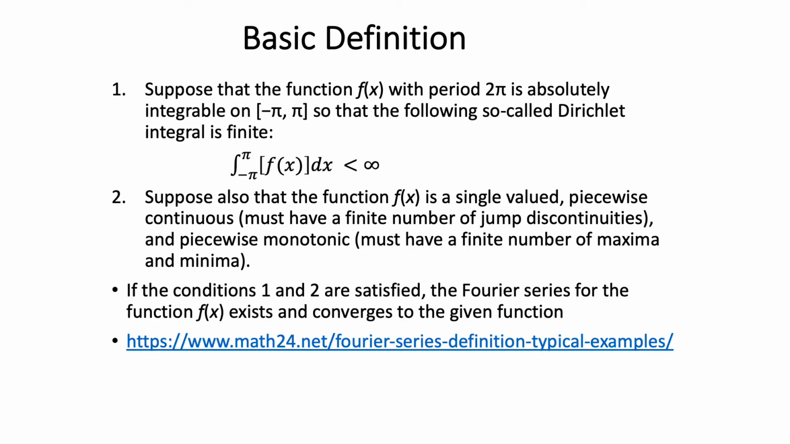Now let us look at the basic definition of Fourier series. The first one: function f(x) with period 2π must be absolutely integrable over minus π to π, and it follows the so-called Dirichlet integral as shown in the equation here. The second one is that suppose the function f(x) is single valued, piecewise continuous, and piecewise monotonic, having a finite number of maxima and minima. If these two conditions are satisfied, the Fourier series for the function f(x) exists and converges to the given function. To know more details on basic Fourier series definitions, you can log on to the website as given here.